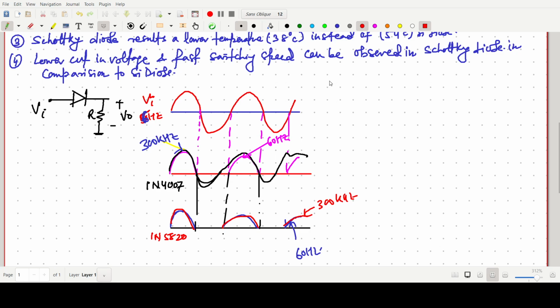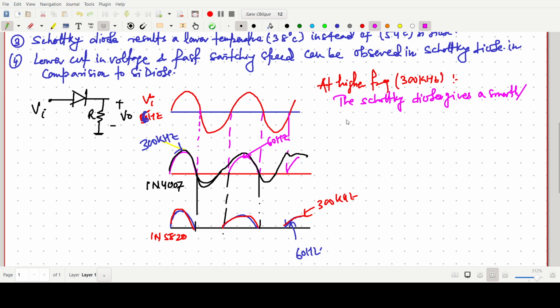So we can say that at higher frequency, around 300 kilohertz, the Schottky diode gives a smooth, ideal kind of response. At lower frequency it also gives the better result.